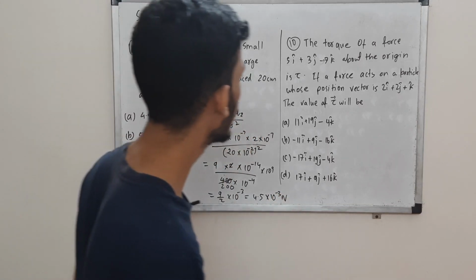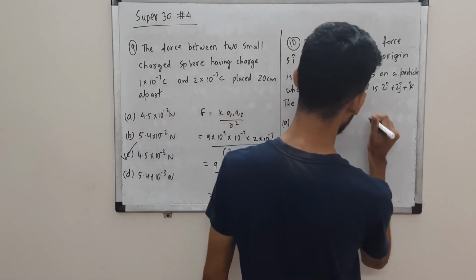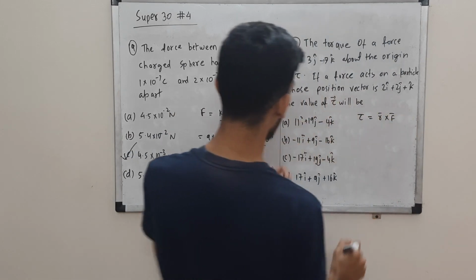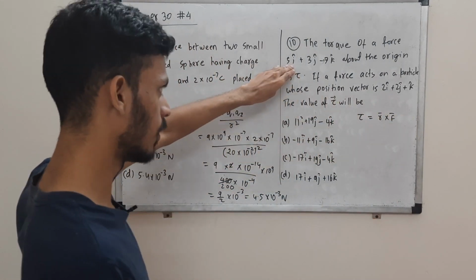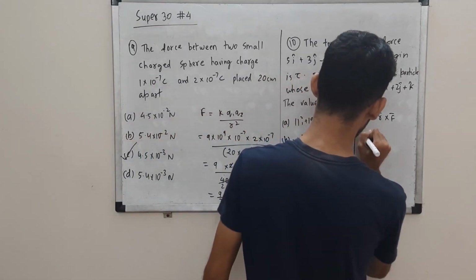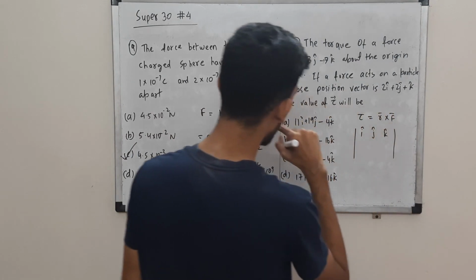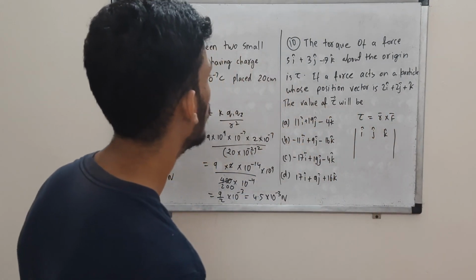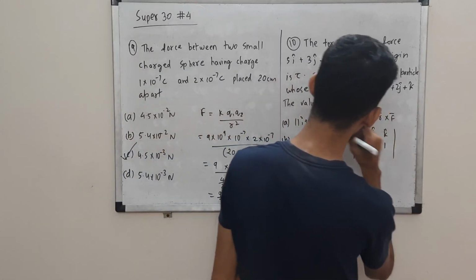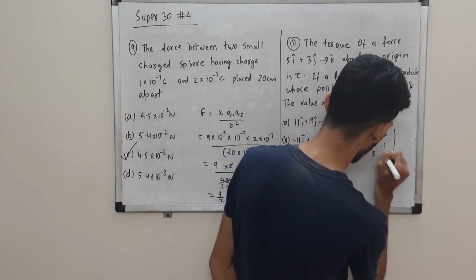Again, let's come to this question now. This is also a pretty straightforward question based on the formula. Torque is R cross F. Here you are given the values of R and F. This is F and this is R. Substitute properly, that is the only thing. In order to find it, you take the determinant. R is this, so 2, 2, 1, and your force is 5, 3, minus 7.